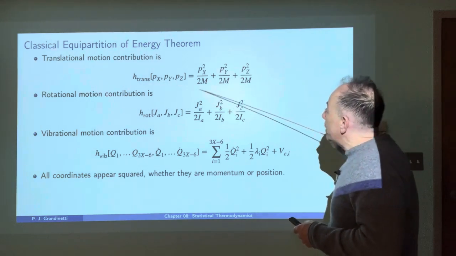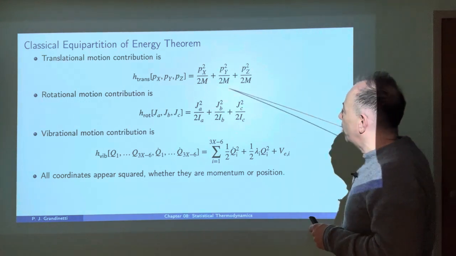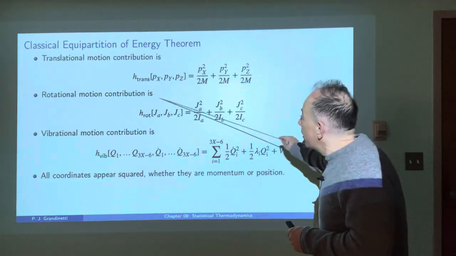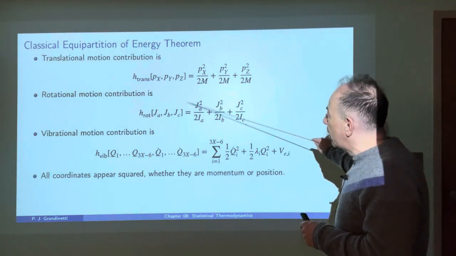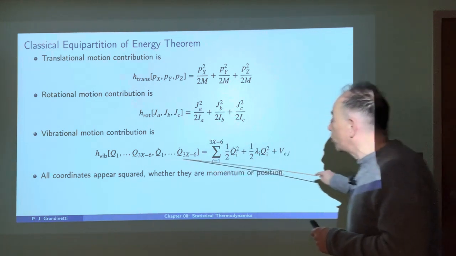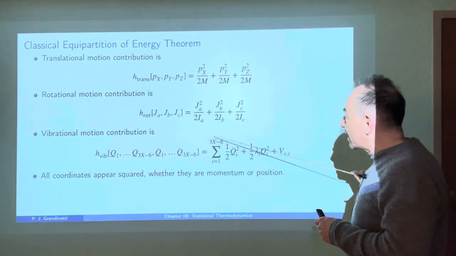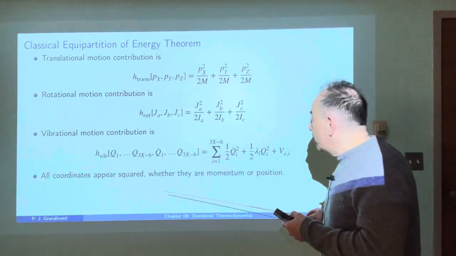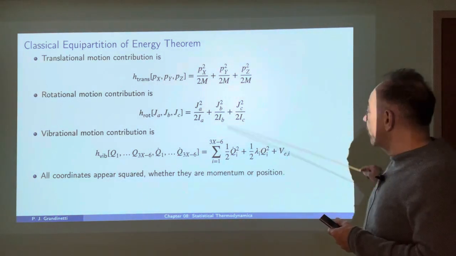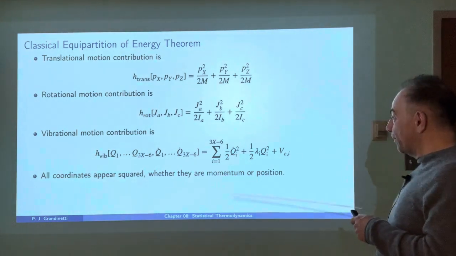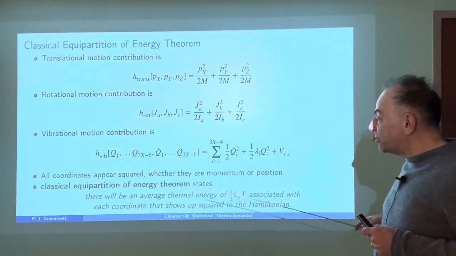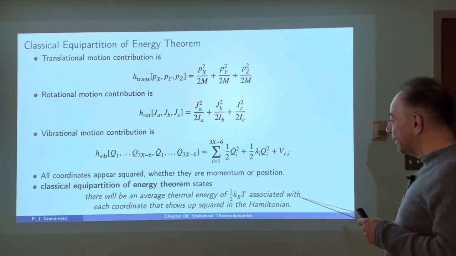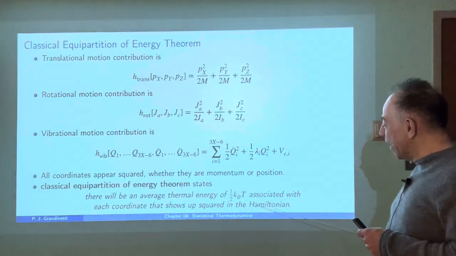So if we look at that translational motion contribution, it has this form here, which would be of no surprise. Capital M is the total mass. And here is the rotational contribution, which we learned all about. And here now is the vibrational motion contribution for a molecule with X atoms. This is a nonlinear molecule with X atoms. And what we learn is that all the coordinates here are squared, whether they are position or momentum, and the equipartition of energy theorem tells us that there's going to be an average thermal energy of 1/2 kBT associated with each coordinate that shows up squared in the Hamiltonian.